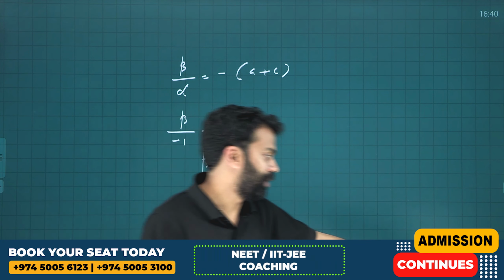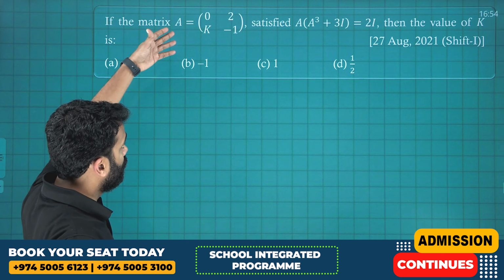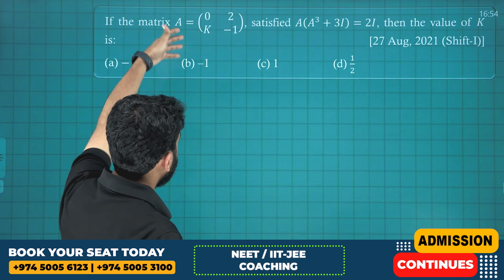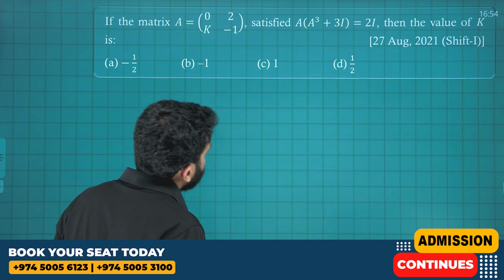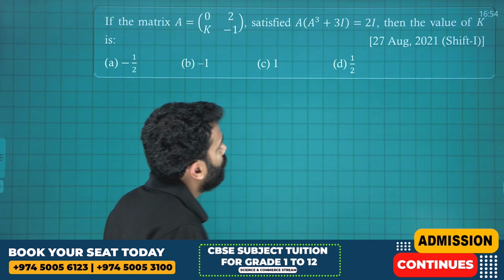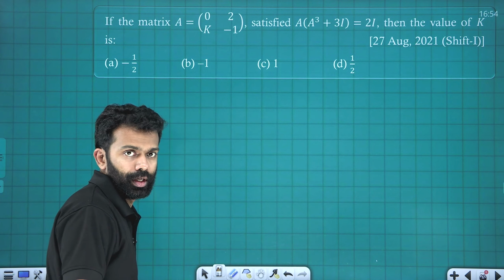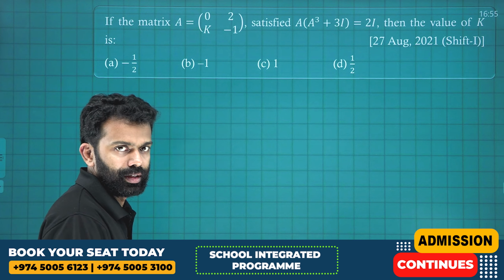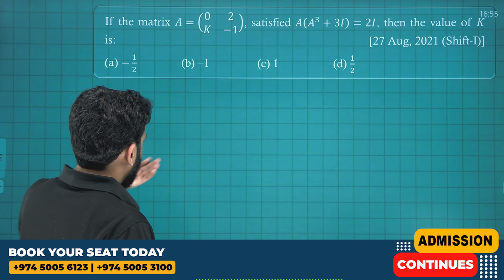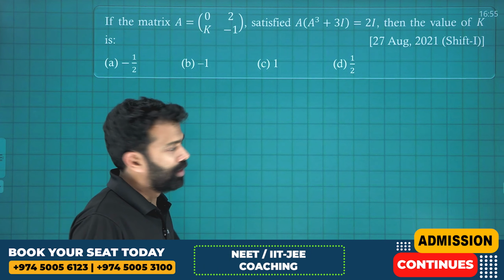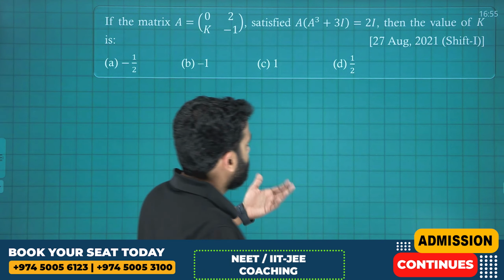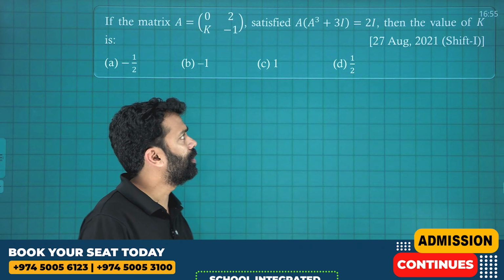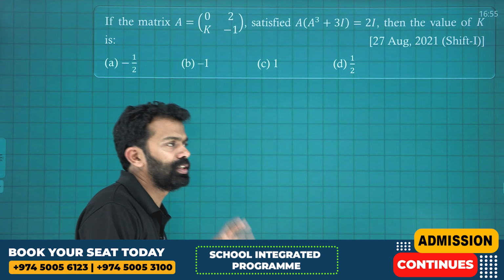Let's see the question. A is a 2x2 matrix, that is 0, 2, k, minus 1. It is satisfying the equation A into A cube plus 3I, which is equal to 2I. So how will you do this matrix? See, the two methods, the basic conventional method is like this. You can find A cube and substitute it here, multiply again by A and equate it, you will get the value of k eventually. Or else the shortcut one.